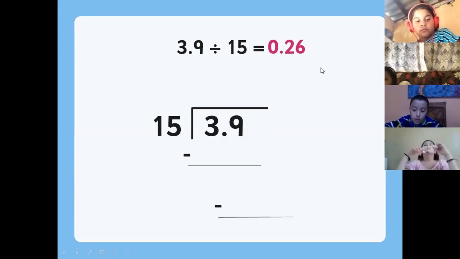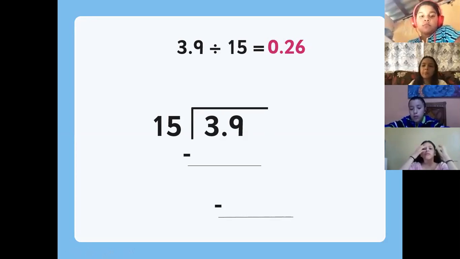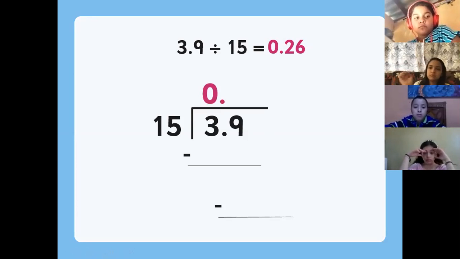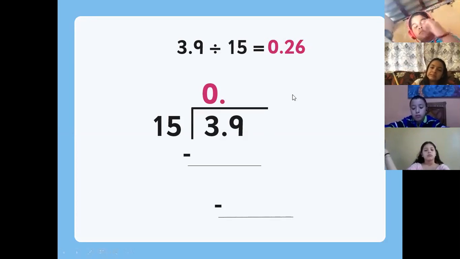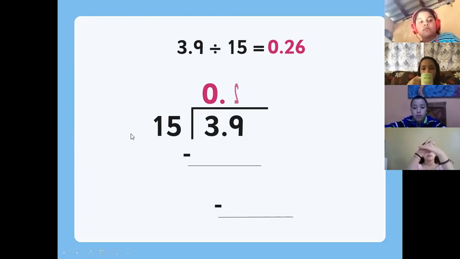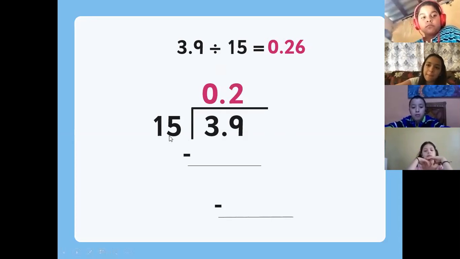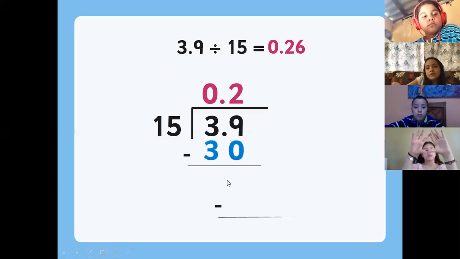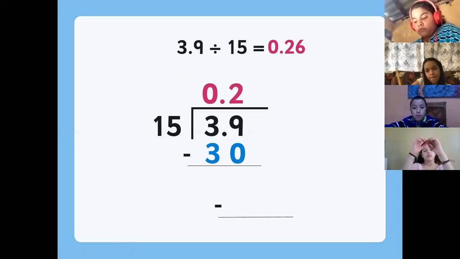Let's check. We have 3.9 and we are going to divide by 15. 3 is less than 15, but we have a period, so we write a 0 first and then a point. Then we took the whole 39 to divide by 15. The answer is 2. 2 times 5 is 10, and 2 times 1 is 2, plus 1 is 3. So we have 30. We have only 39.